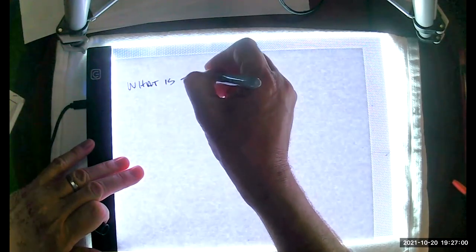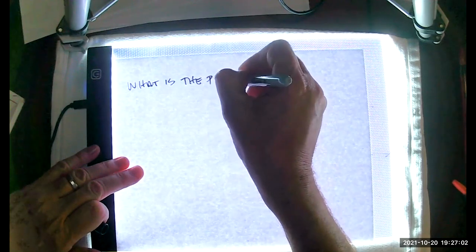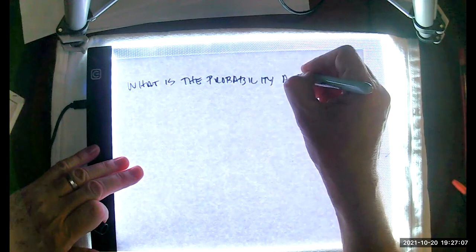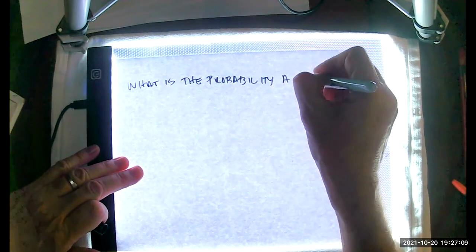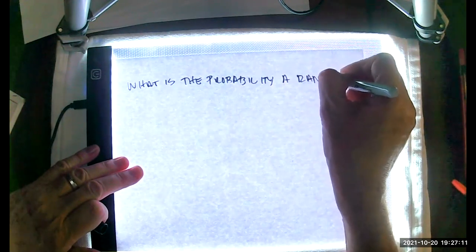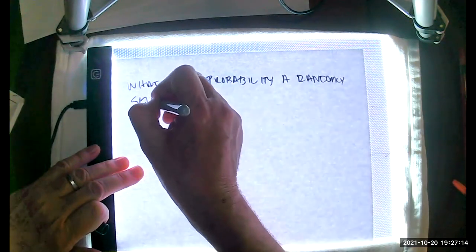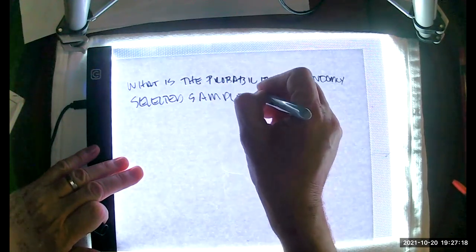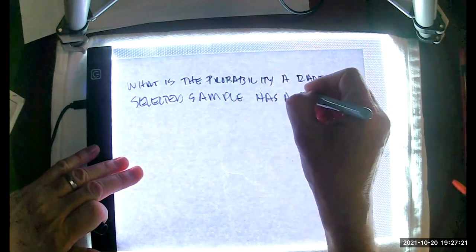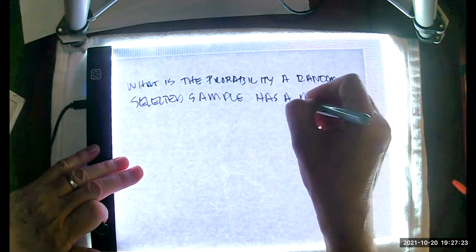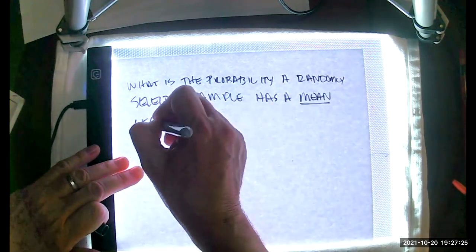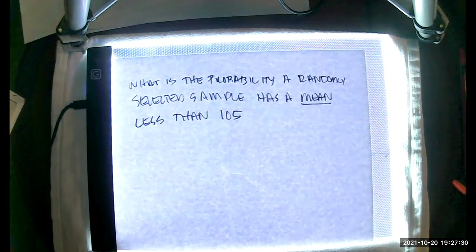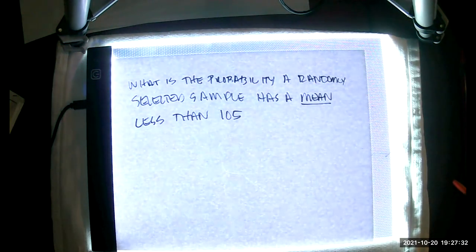What is the probability a random sample, or randomly selected sample, has a mean less than 105? So the question is fundamentally different.